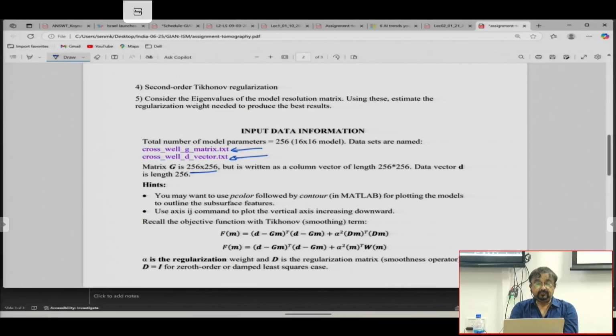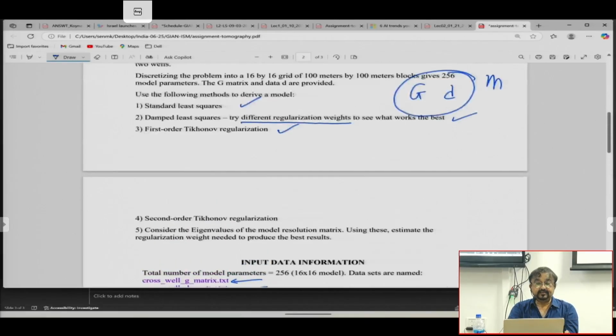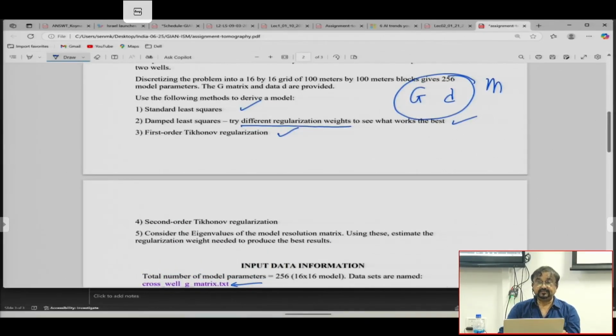I can tell you that if you did a standard least squares, it's not going to give you good results. How do you know which regularization weight is correct? I bet you that you will know. The answer will tell you that it's correct, okay? There are some written alphabets in there. That much hint I can give you, okay?